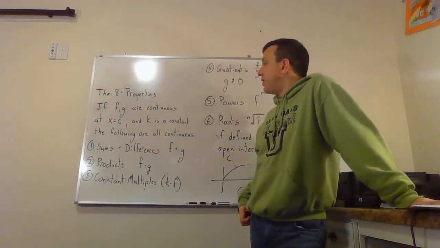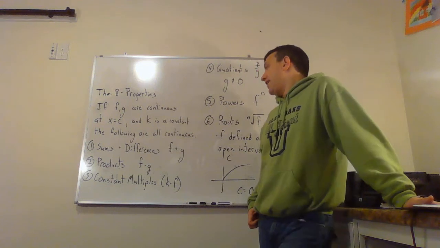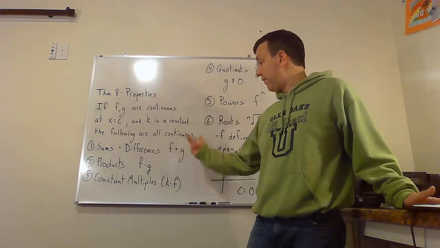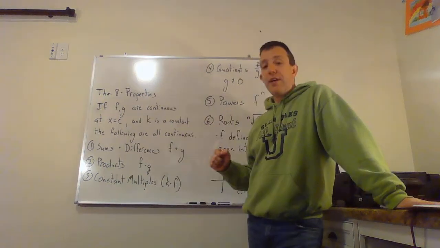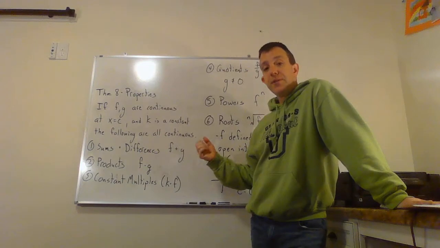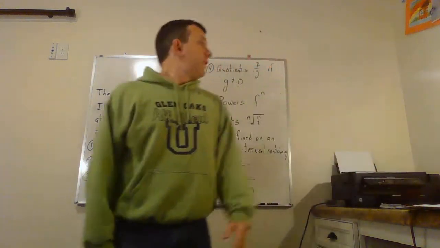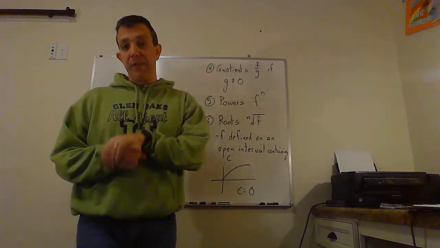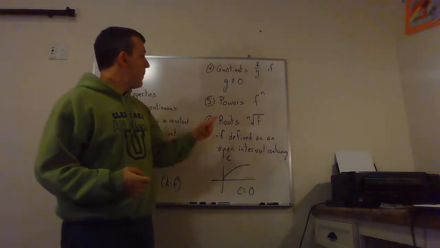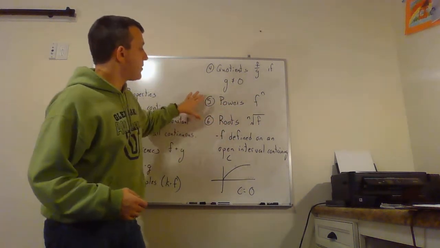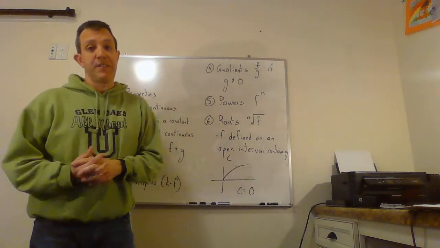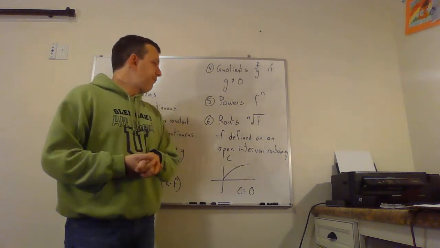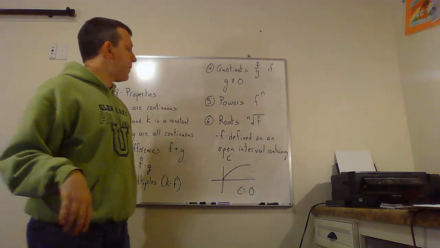So properties: f and g are continuous at x equals c, and k is a constant. The following are all continuous. Sums and differences, so f plus g or f minus g, I didn't write that one down. Products, f times g. Constant multiples, k times f. Quotients, f over g, just so long as the function on the bottom is not actually equal to 0, that would be bad. Powers and roots. Now with powers and roots, n here has to be a positive integer. Weird things happen if n is something else. So at this point, we're just going to leave them as positive integers.